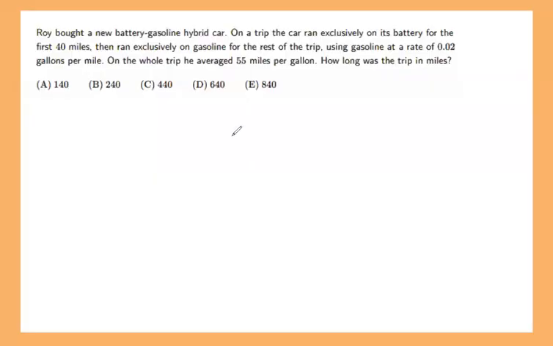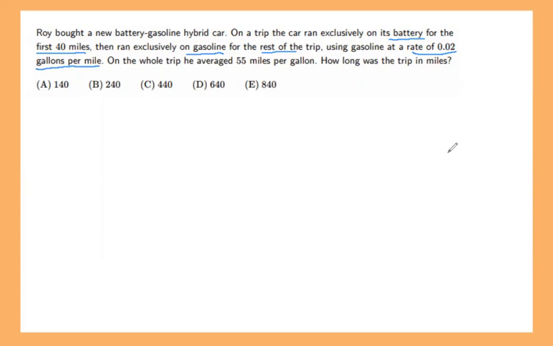And here's the last problem. So Roy bought a new battery gasoline hybrid car, right? On the trip, he used the battery for the first 40 miles. And then after that, he used the gasoline for the rest of the trip, using gasoline at a rate of 0.02 gallons per mile. And on the whole trip, the average was 55 miles per gallon. How long was the trip in miles?